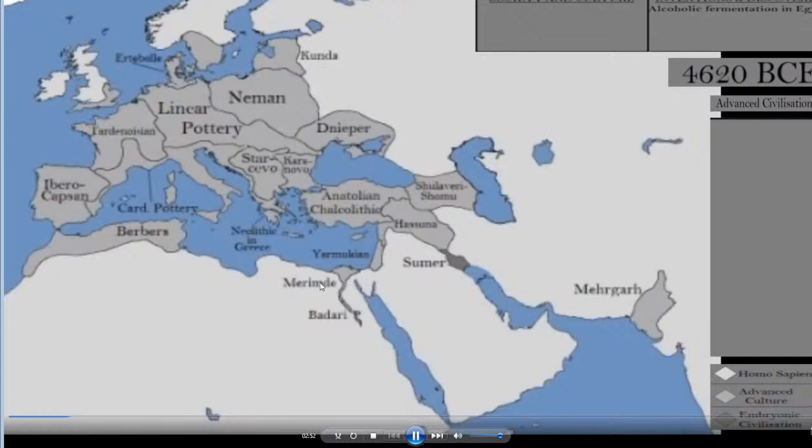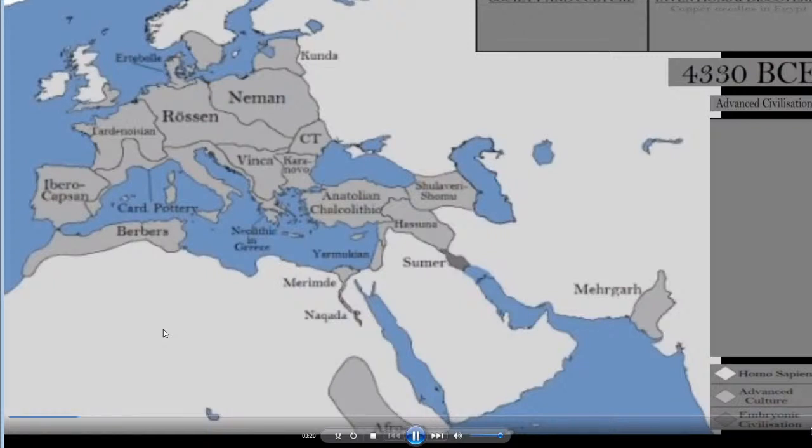Alcoholic fermentation in Egypt. So Egypt hasn't even shown up yet. And still they're saying... They're not even showing the name Egypt. So why did it show that it already started? See, there's a contradiction right there. Okay, Anatolian, nope, stayed the same, everything's the same. CT, Vinia, the Berbers are still the same. 4,300 BC, 4,350. Still waiting on Egypt to catch up.